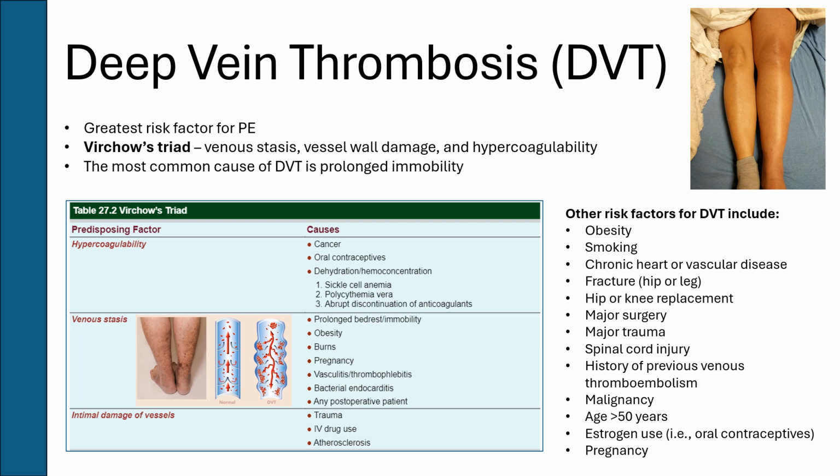So Virchow's triad: venous stasis, vessel wall damage, and hypercoagulability. Those three things can lead to DVT. The most common cause, though, is prolonged immobility. So you can see here, you can read through this table from your textbook. And again, those same risk factors for DVT, don't forget them.